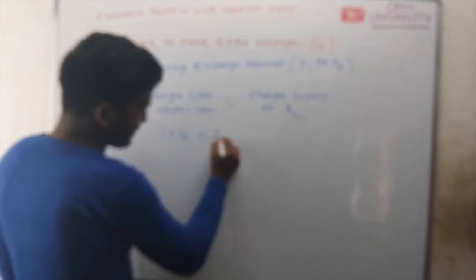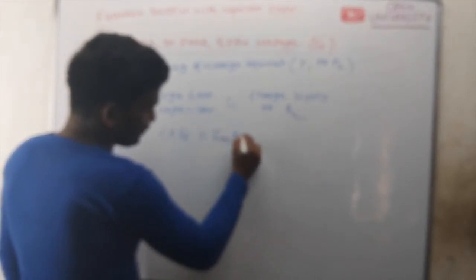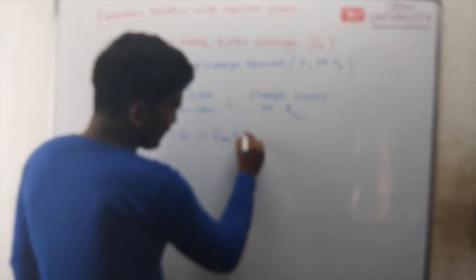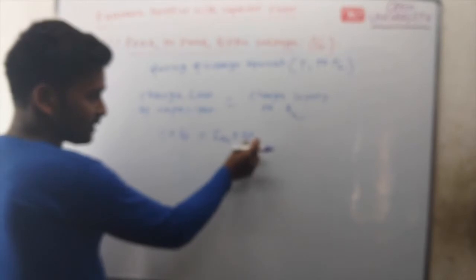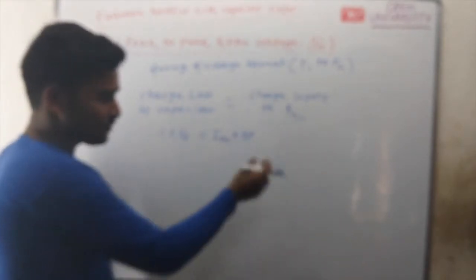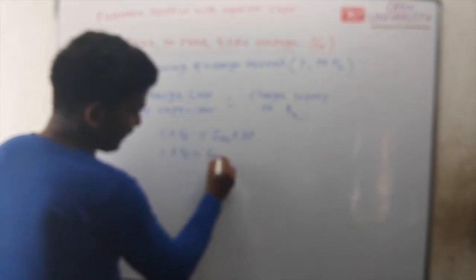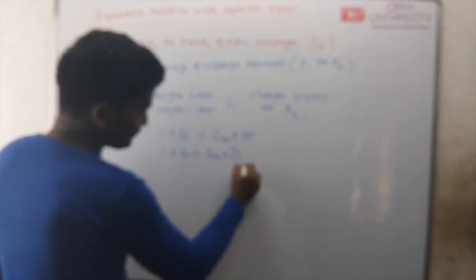And how do we get the amount of charge supplied to RL? It is IDC into delta T, Q equals I into T. Delta T is your discharge interval, and you know that T discharge is approximately equal to T naught by 2. So you can write that C into VR equals IDC into T naught by 2.